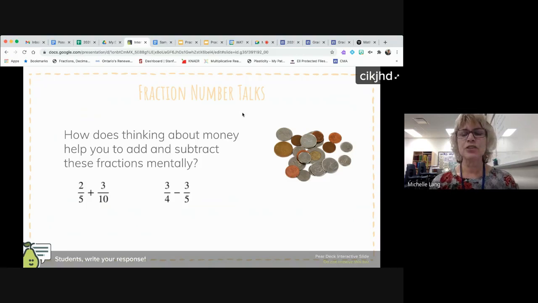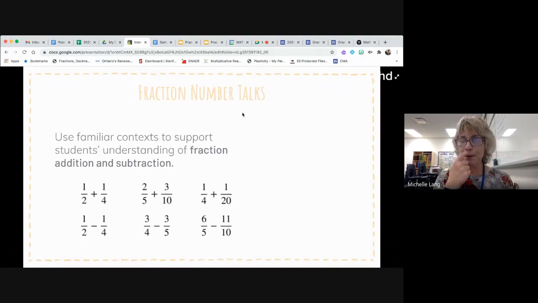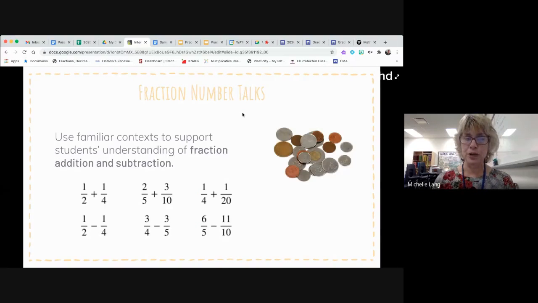By grade 7 and 8, students often are feeling really disenchanted by fractions. They think that they're really hard, they don't understand them, they can't do fractions. When in fact, they do have a lot of intuitive understanding of fractions just from their experiences, and money is one of those places. So by offering familiar context to support students' understanding of fraction addition and subtraction, including that visual.